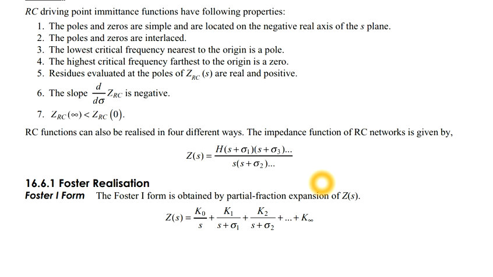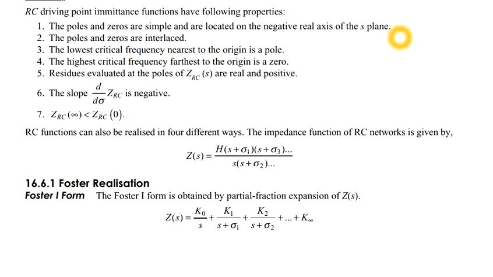Here we have already seen the properties of the LC function. Now we will be seeing the properties of the RC function along with an example. There are 7 properties. The first one says that the poles and zeros are simple and are located on the negative real axis of the S-plane.